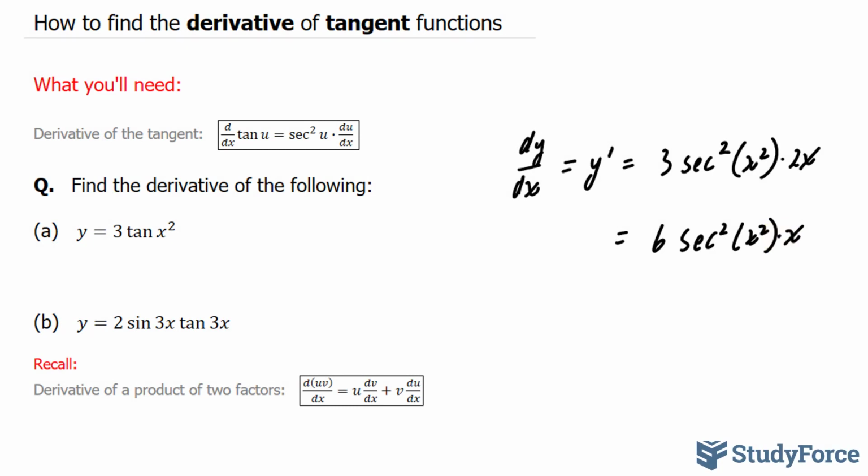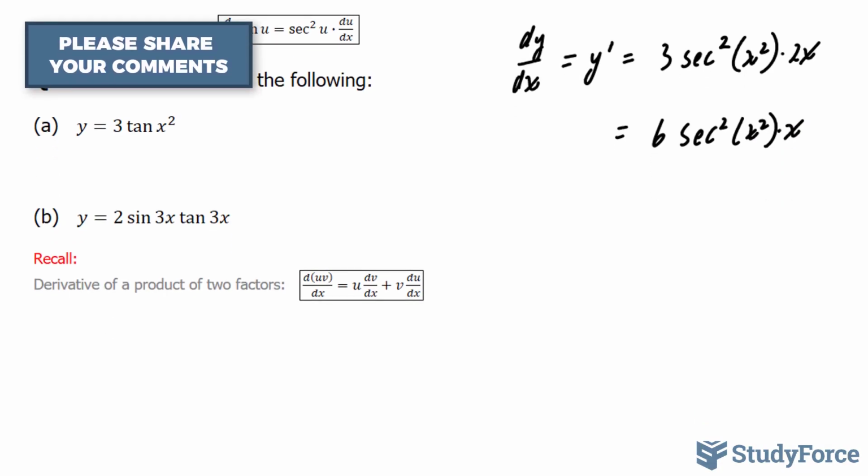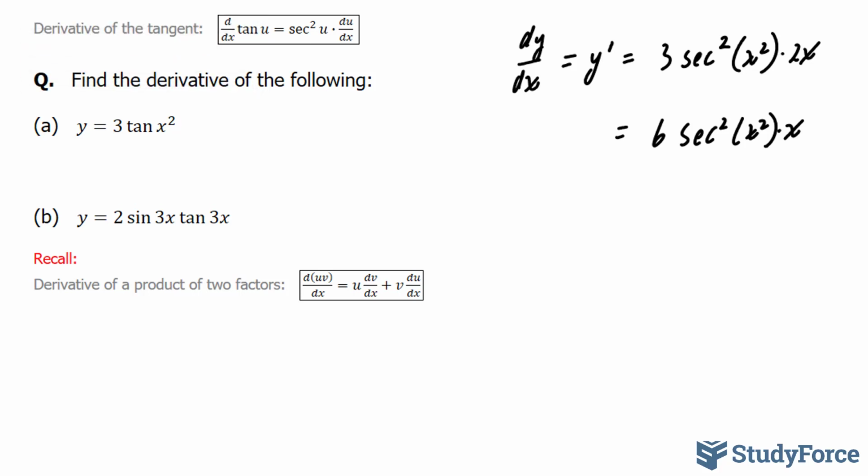Moving on to question B. Here we have to find out the derivative of y is equal to 2 times sine 3x times tangent 3x. To do this, we'll need to use the product rule, and that's shown right here. Technically, we have three factors here. 2 times this times that.